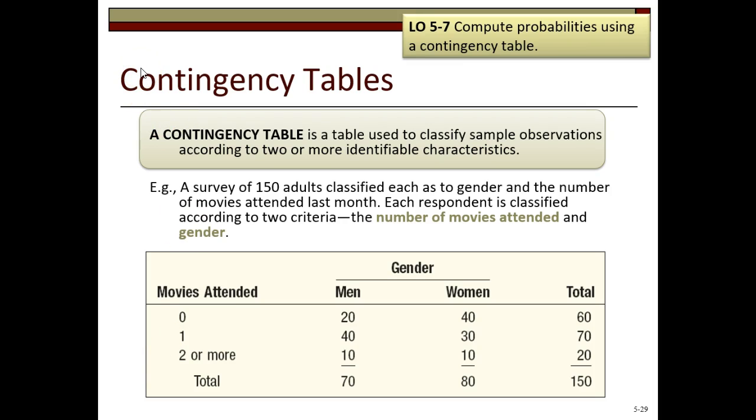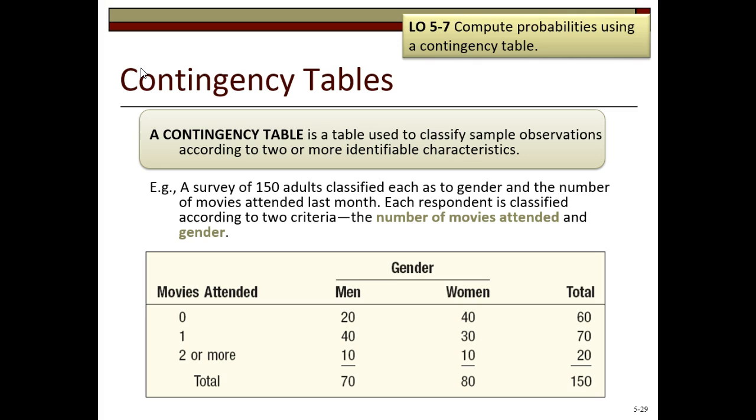Now we're going to talk about contingency tables. Contingency tables are useful for classifying the sample observations according to two or more identifiable characteristics. So a contingency table is a cross-tabulation of frequencies into rows and columns. The intersection of each row and column is a cell that contains a frequency.